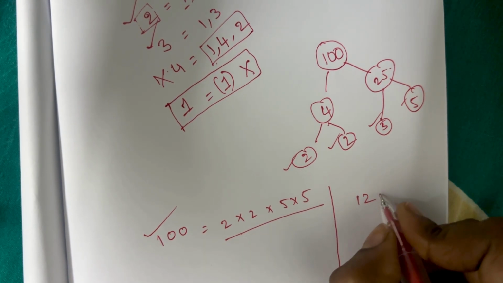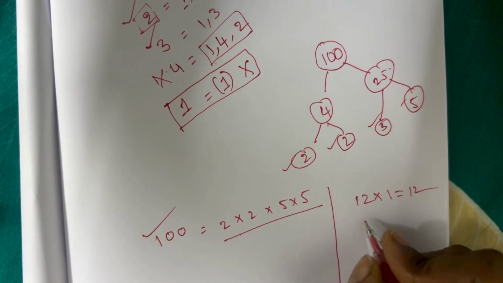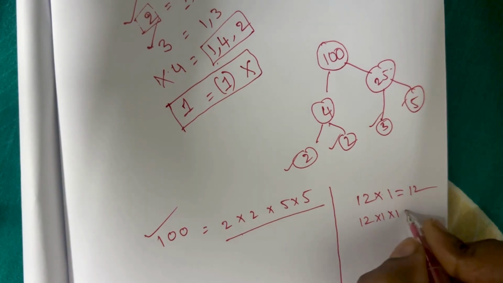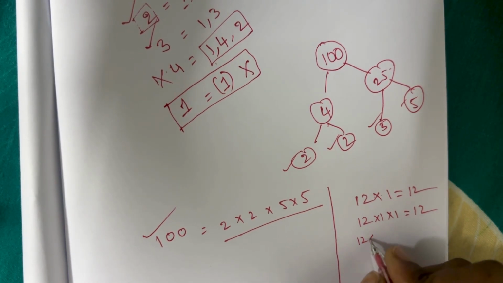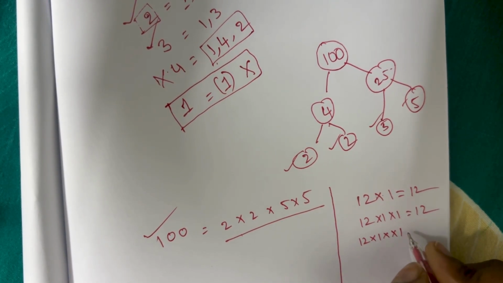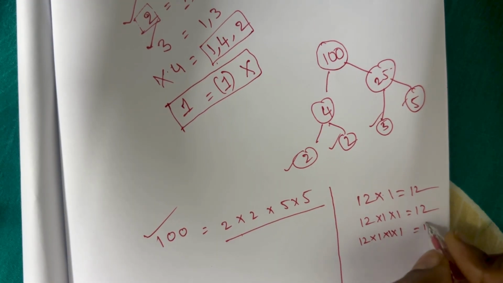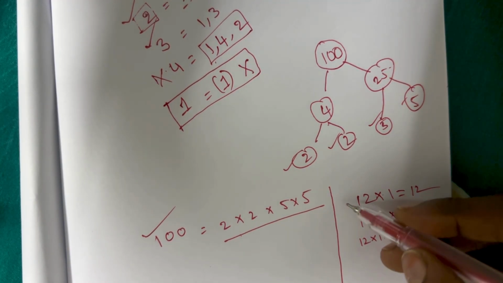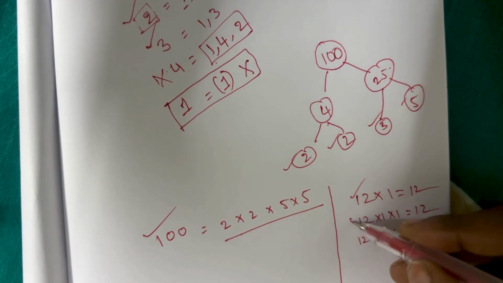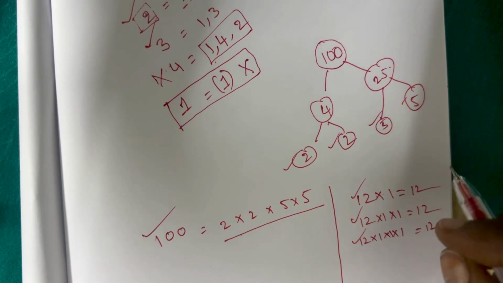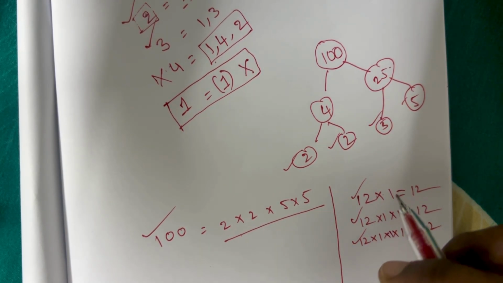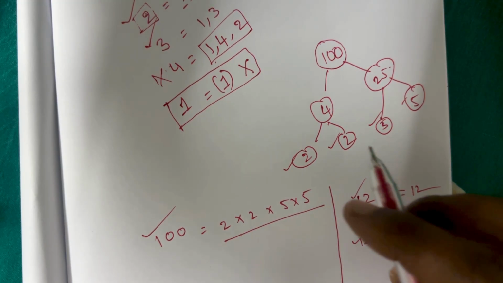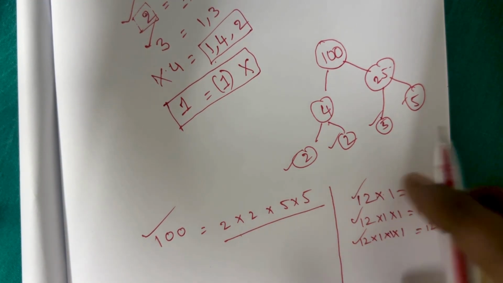Before we get into the topic, let us validate one scenario. 12 into 1 is 12. 12 into 1 into 1 is again 12. 12 into 1 into 1 into 1 is again 12. So if you multiply any number with 1 any number of times, the answer never changes. Theoretically this is matching, but this is the same point which conflicts with 1 being a prime number in mathematical arithmetic calculations.